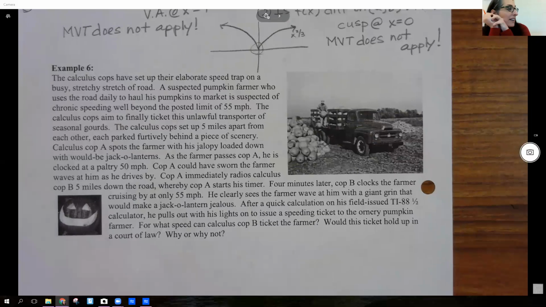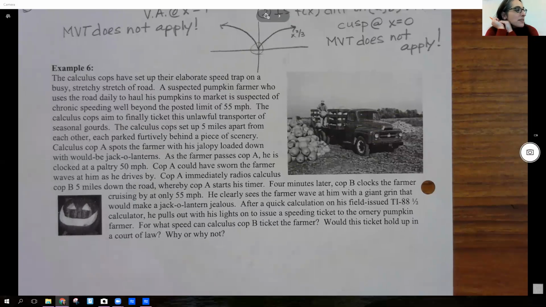All right, the calculus cops have set up their elaborate speed trap on a busy, stretchy stretch of road. A suspected pumpkin farmer who uses the road daily to haul his pumpkins to market is suspected of chronic speeding well beyond the posted limit of 55 miles per hour. The calculus cops aim to finally ticket this unlawful transporter of seasonal gourds.